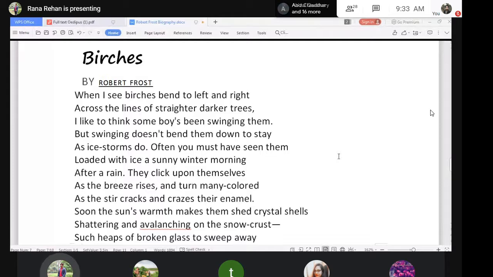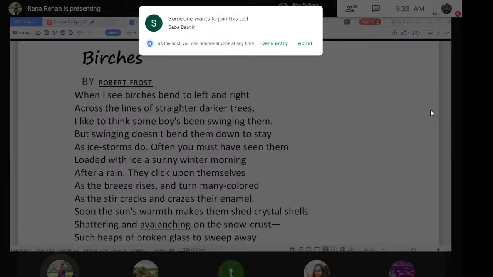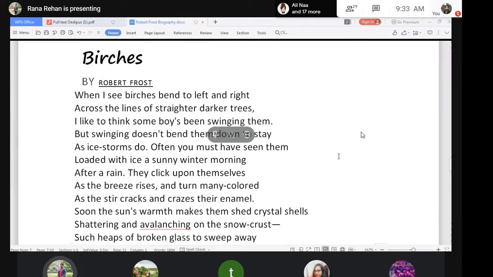Okay, because we have studied two or three more lines, and I wish to start this poem once again, because if I have taught you The Road Not Taken and you couldn't get that, even though it is one of the easiest poems of Robert Frost, you may have forgotten these four or five lines that we have studied already, so we can restart. Okay, so Birches by Robert Frost.